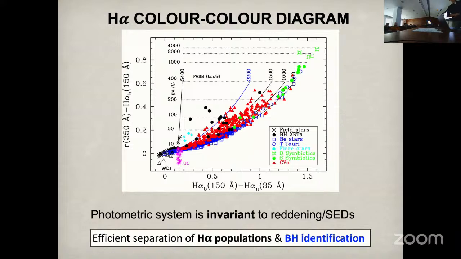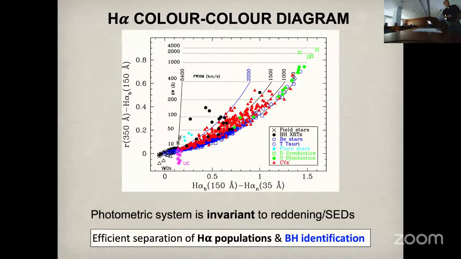And then we define a cutoff at 2,200 kilometers per second, which is very efficient in segregating black holes from cataclysmic variables. Basically, with this cutoff, we select about 50% of the expected population of black holes, while we reject 99.9% of the cataclysmic variables. And the few that lie above the line must be eclipsing, and they must have very short orbital periods. So they will be easily detected through light curves. So this is a nice way of segregating different populations of H-alpha emitting objects, as I said, and also selecting black holes.